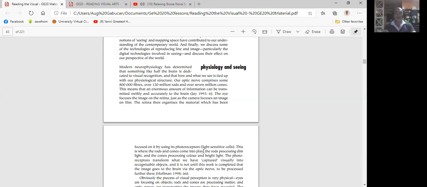The eye focuses the image on the retina, just as the camera focuses the image on film. The retina then recognizes the material which has been focused on it.